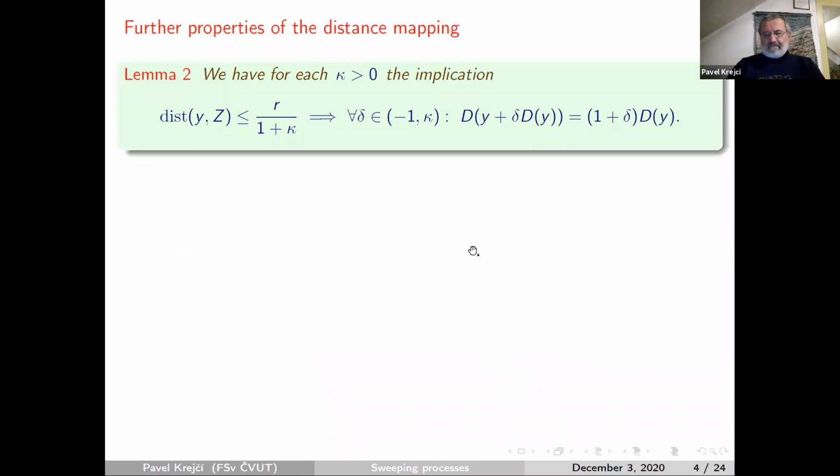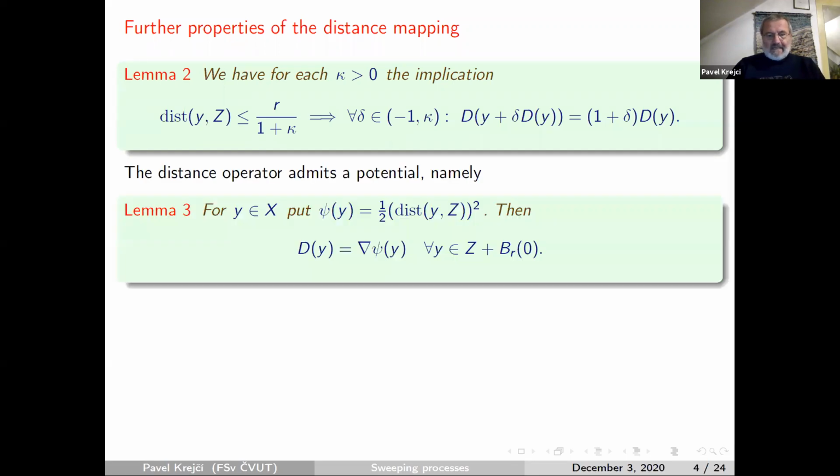There is a kind of superposition formula: if we take the projection of y plus delta dy, then we get again the same projection, which in terms of the distance mapping is translated in this superposition formula, which turns out to be useful then when constructing solutions to our sweeping processes that I have not defined yet. Then another interesting property is that the distance mapping is a gradient of something. So it is a potential mapping. And this something is 1/2 of the distance squared.